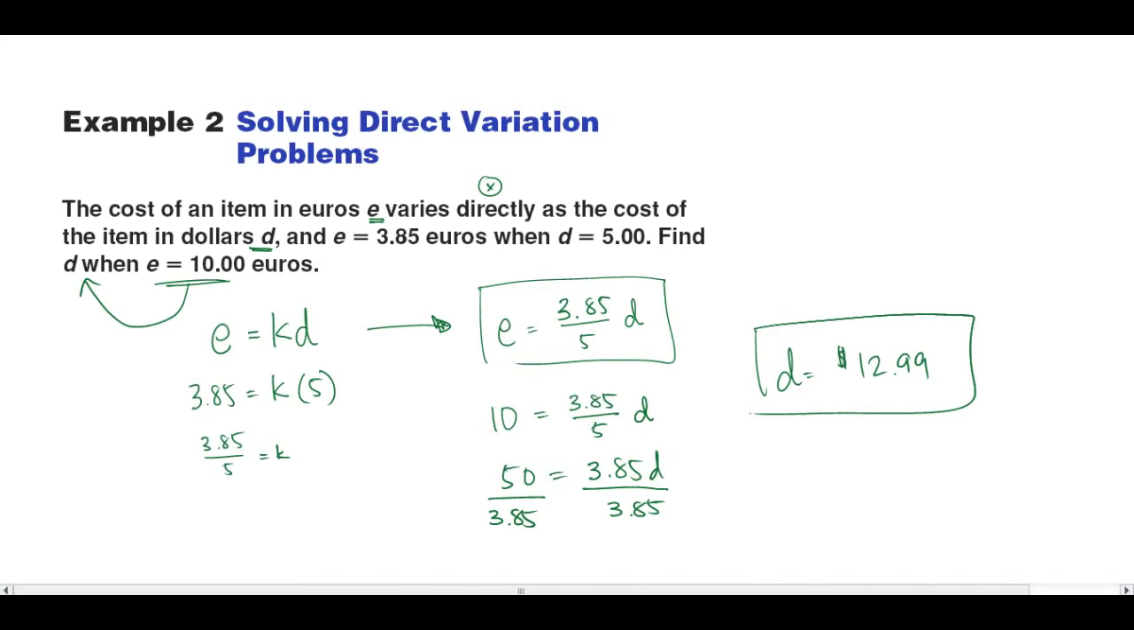And you can kind of go back and make sense. Dollars were higher than euros over there, so they better be higher than the euros. Yeah, they are. Seems like a good answer. And there's a direct variation. Now, let me give you a break. Let me ask you a question about direct variations, and then we'll come back and continue this some more.